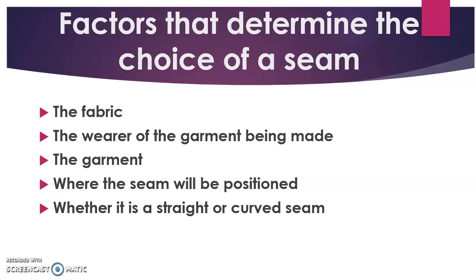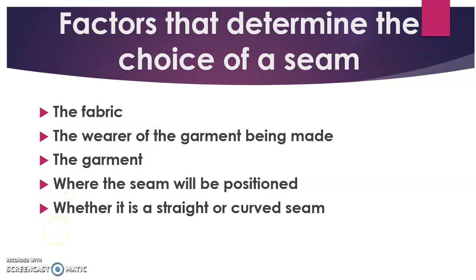You must also look at the wearer of the garment. When we talk about the wearer, this includes the age of the wearer and also the size. If it's for a child, then you are supposed to use a strong seam. For instance, toddlers often dirty themselves, so you need to wash their clothes often. So you must choose strong seams.